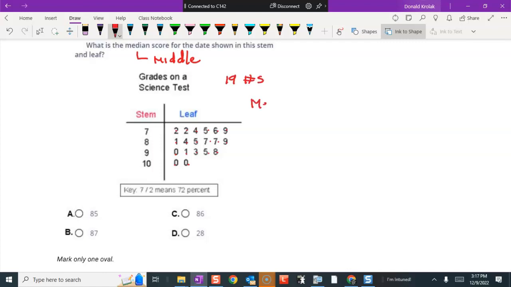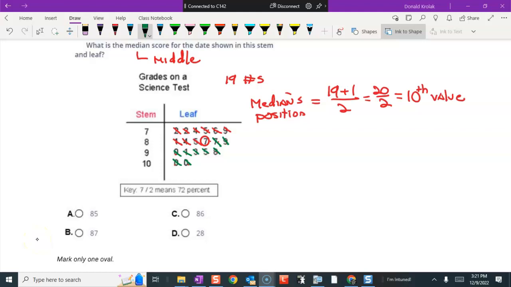So the position of the median is 19 plus 1 divided by 2. It's the 10th value. Here I counted from the smallest value up, 1, 2, 3, 4, 5, 6, 7, 8, 9, 10. So 7 is my median. I should have 9 numbers in front of it and 9 numbers past it. So that represents a score of 87.